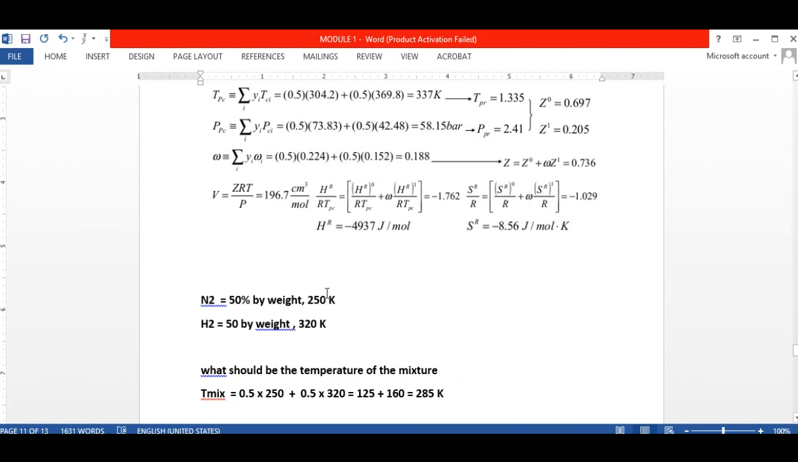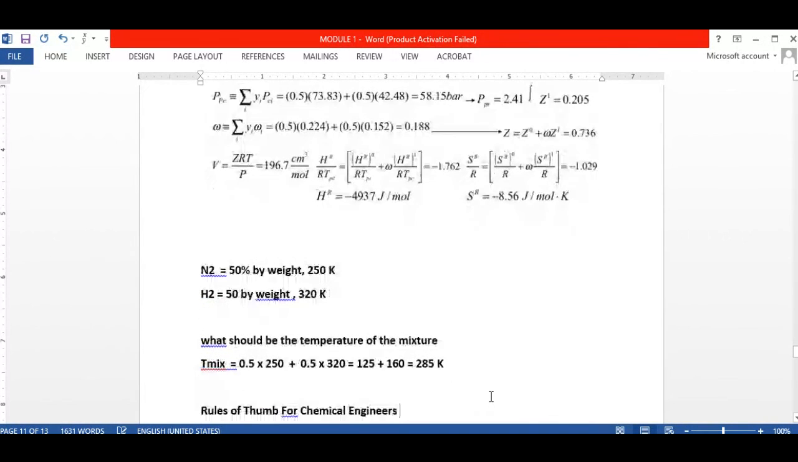This is not ideal, but this is a basic simple calculation. Some properties you cannot add like this, but temperature, pressure, I will tell you later. Or it's called the acentric factor. This is used in thermodynamics. And that's how you calculate the data for the mixture.